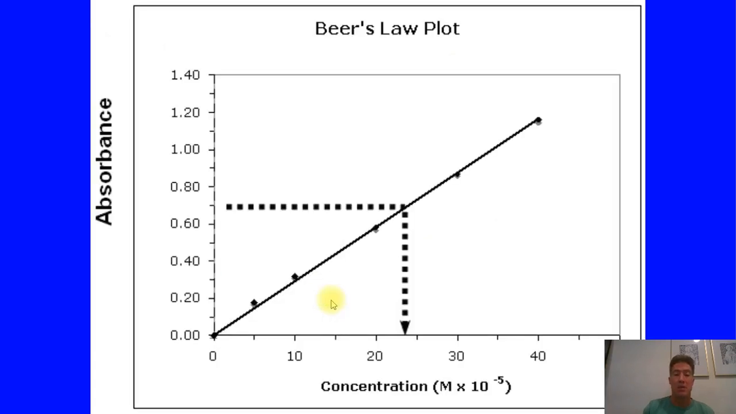So for example, if we said, okay, what's the concentration if our absorbance is 0.7, then what's the concentration in molarity of our solution? And we'd say, oh, well, it must be 23. Okay. And we're just finding this meeting point. So that's how you would interpret a Beer's law plot. They'll give you absorbance and ask you for concentration, or give you concentration and ask you for absorbance.